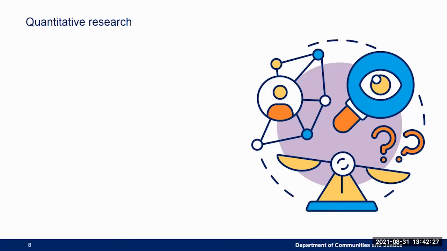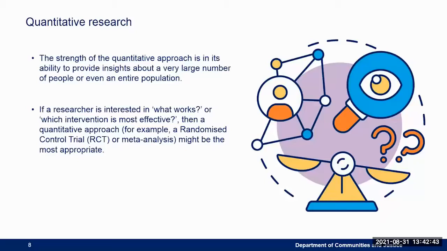Okay, so the most appropriate research design for a study depends on the research aims or questions. So not all research questions can be answered by quantitative research, and not all research questions can be answered by qualitative research. Generally, the strength of the quantitative approach is in its ability to provide insights about large numbers of people. So it generally tends to have a sample size that's larger than qualitative research. And because it uses very rigorous methods, it's quite confident in saying that this approach, this program is effective.